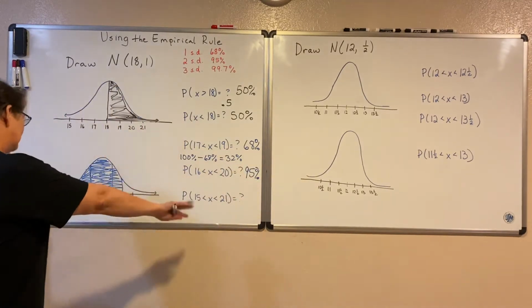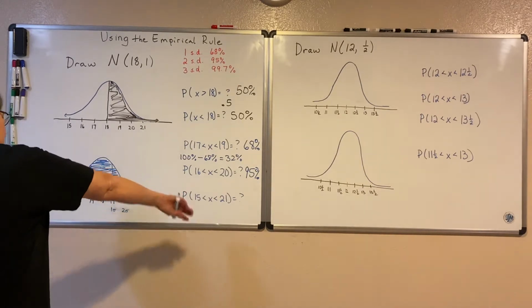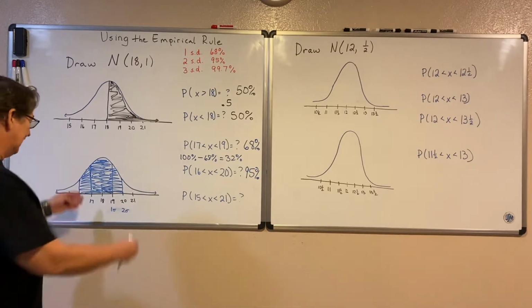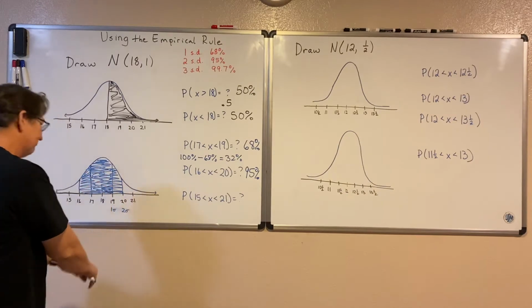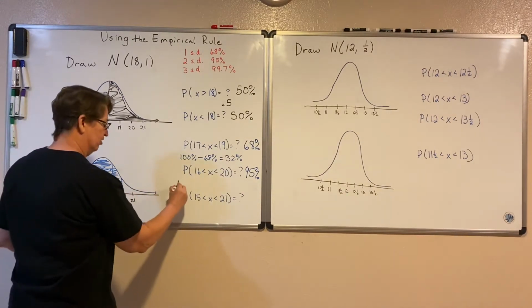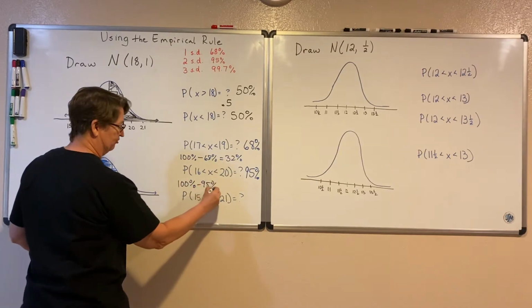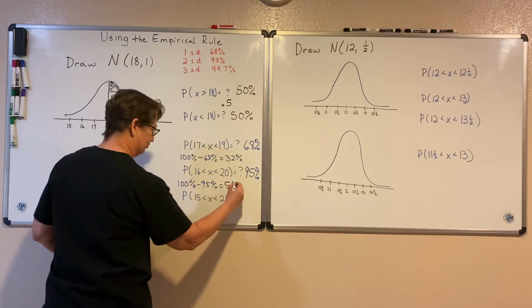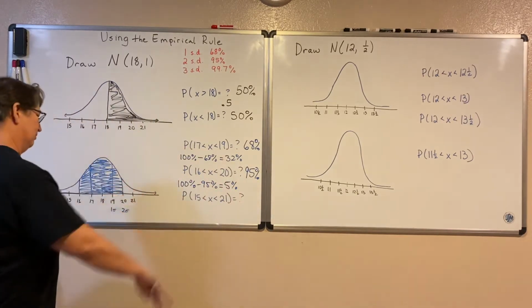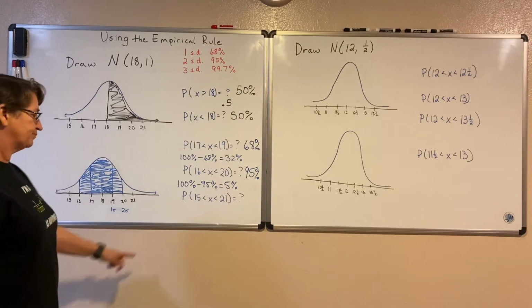What about on the edges then? What's the probability I get something below 16 or above 20? Again, I could subtract this from the 100 to find out how much is out there. So on the outskirts would be 100 minus 95%, which gives me 5%. Only 5% of my data is above 20 or below 16.